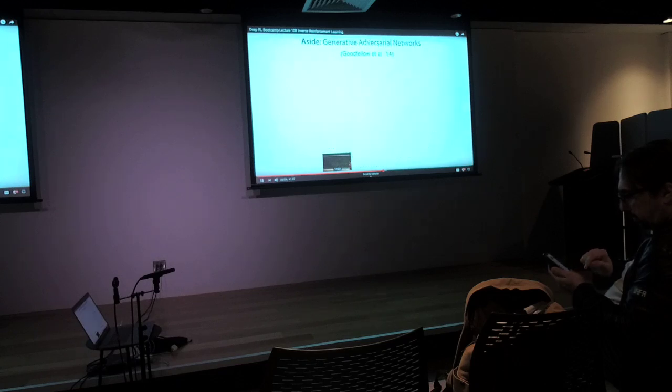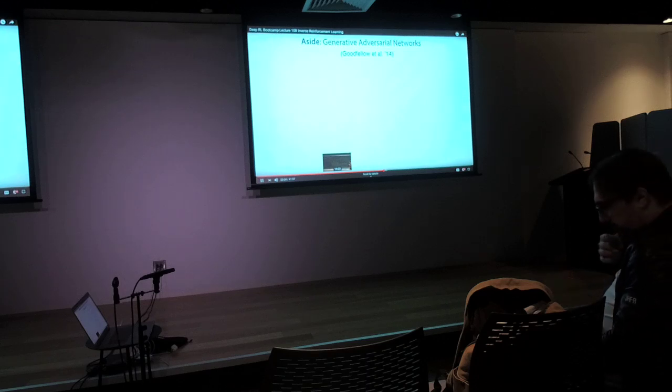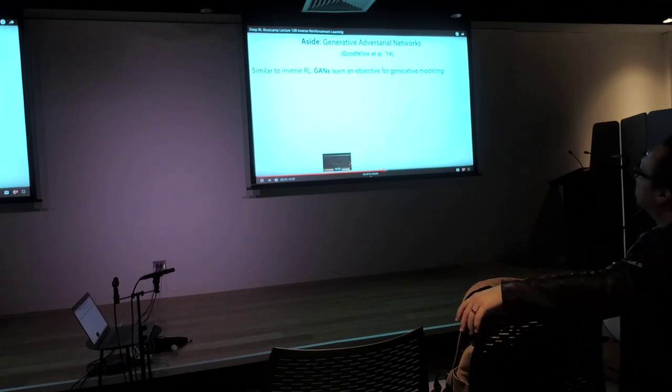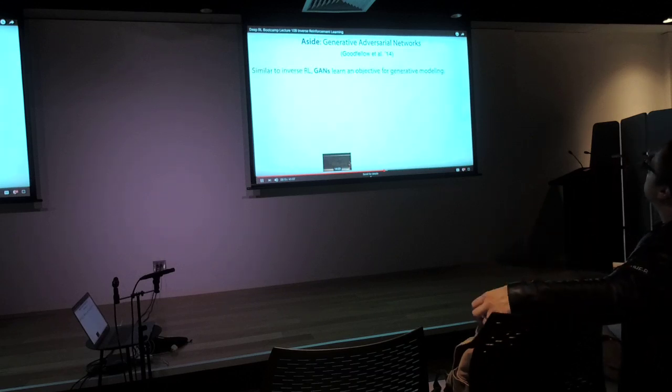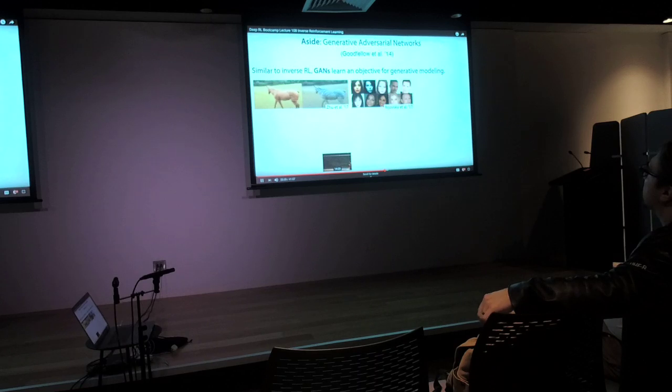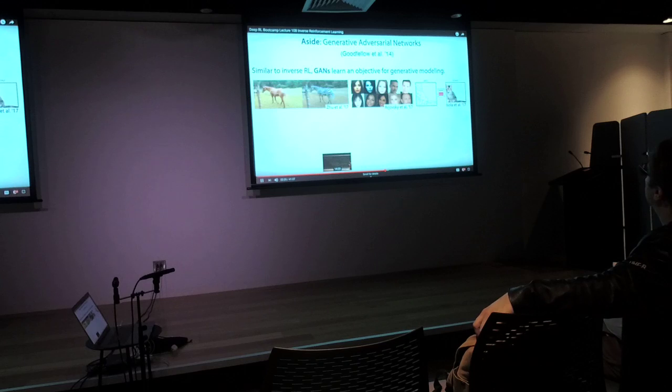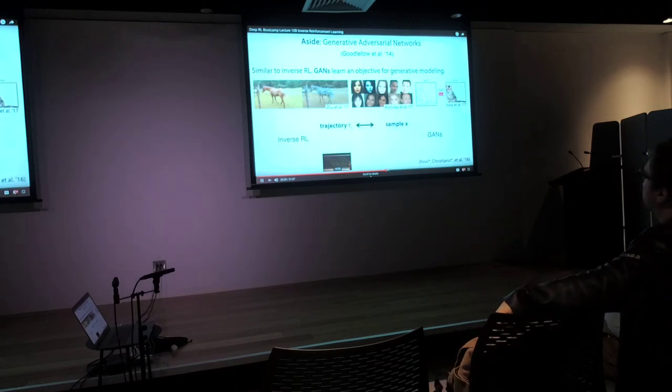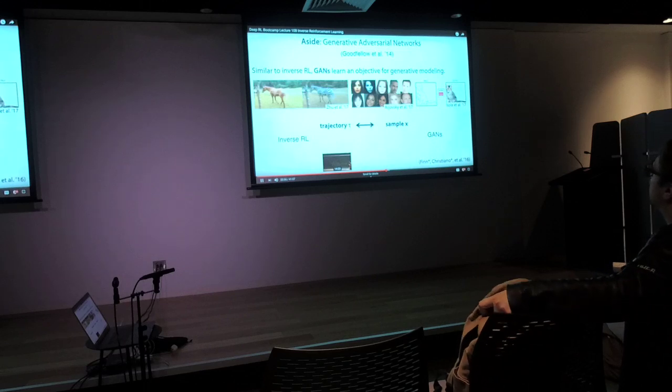So let's dig into that a little bit deeper. Generative adversarial networks were introduced by Ian Goodfellow in 2014. Similar to inverse RL, GANs learn an objective for generative modeling. You can get some cool results like turning a horse into a zebra, generating faces, translating from edges to cats. These are some of the fun results. The analogy between inverse RL and GANs is that in inverse RL you're operating on trajectories, whereas in GANs you're operating on samples, which are often images.